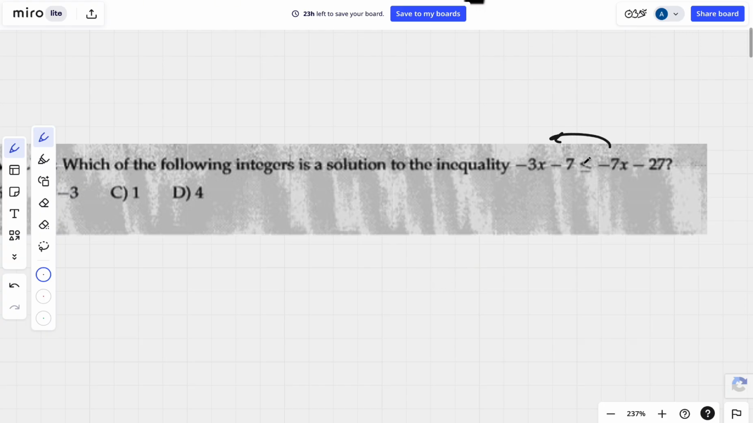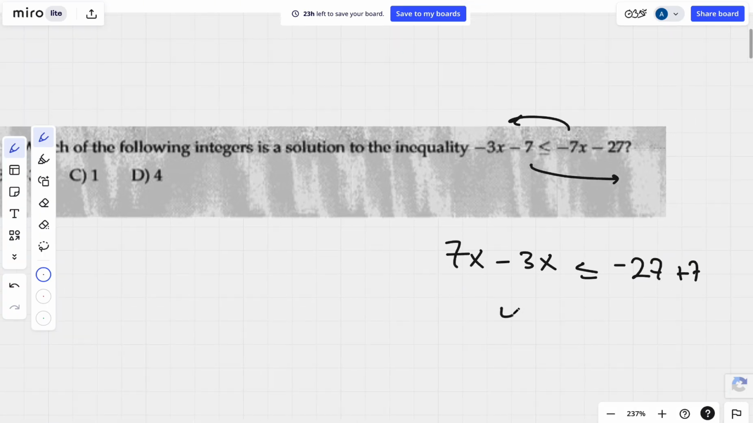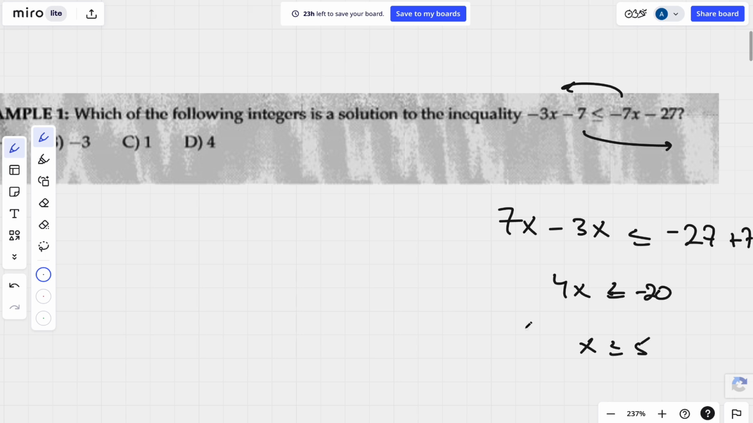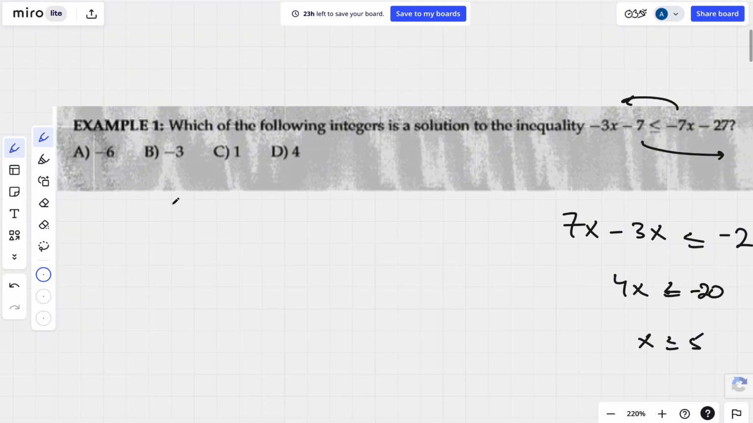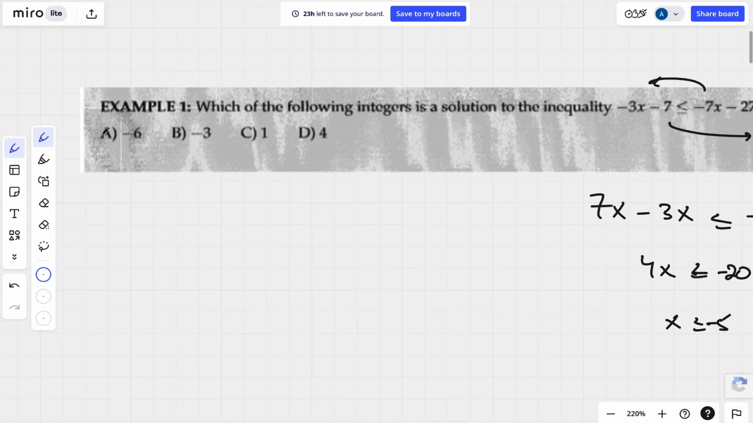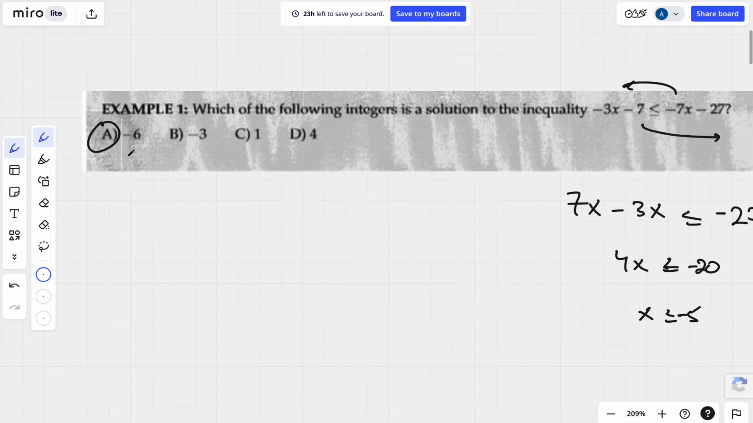We'll bring 7x to the left and we'll bring negative 7 to the right. So 7x comes here, it becomes plus 7x, which means 7x minus 3x, and on the right side it's going to be negative 27 plus 7. So that's going to be 4x less than or equal to negative 20, which means x is less than or equal to negative 5. So anything less than or equal to negative 5, in the options we have negative 6, which is less than negative 5.